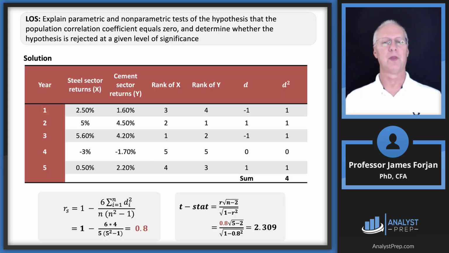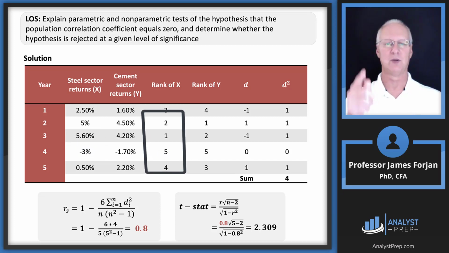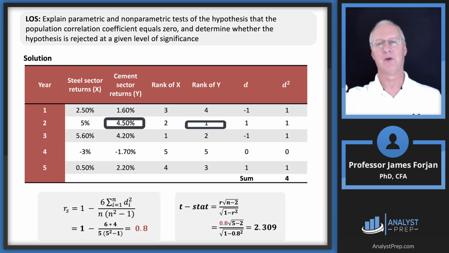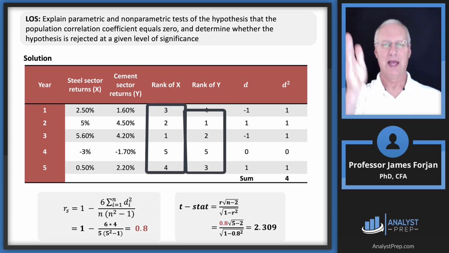So what we're going to do is put this in a big old table. We're going to rank X and Y. So let's just go down X. What's the highest return? 5.6%. So we give that a 1. What's the lowest? A -3. So we give that a 5. So you see the column rank of X, 1, 2, 3, 4, 5, in order from 5.6 all the way down to -3. And we do the same thing for the rank of Y. There was 4.5% for Y, that was the highest return, and -1.7 was the lowest return for Y. So we have those ranks and ranks.